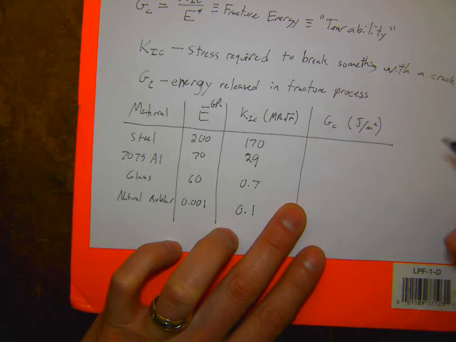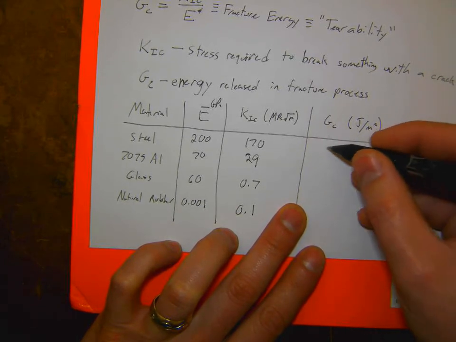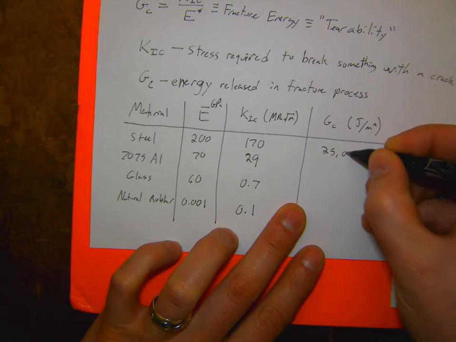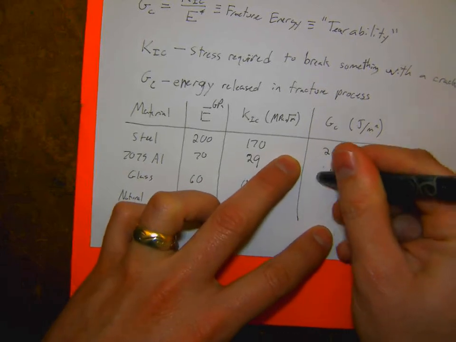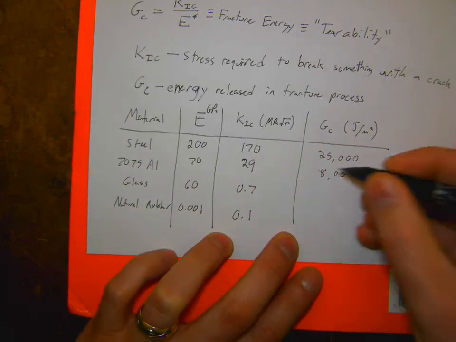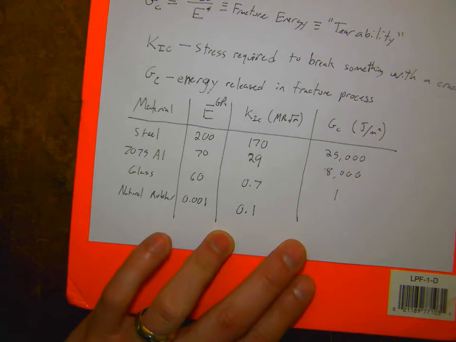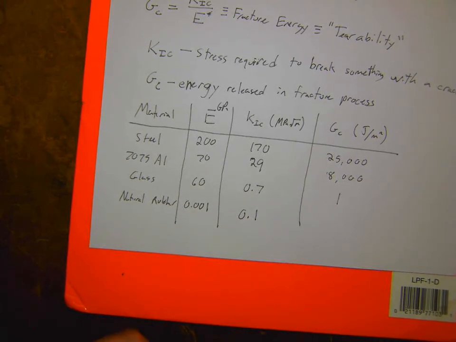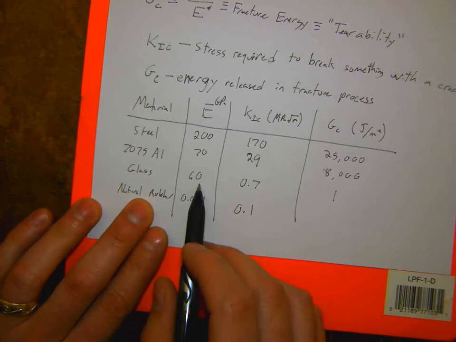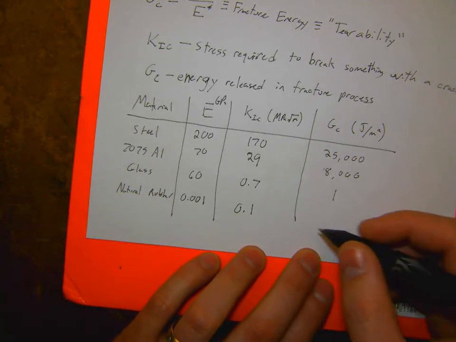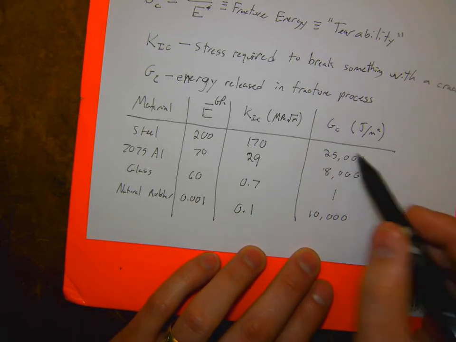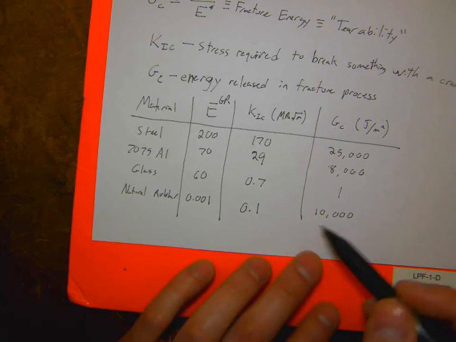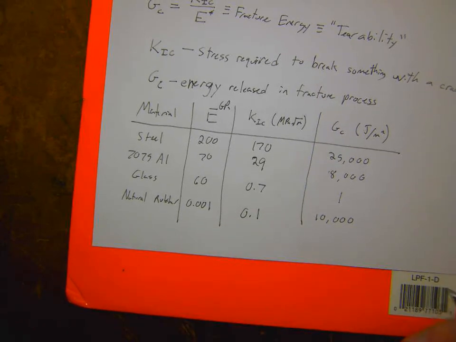We can calculate the critical strain energy release rate of steel to be around 25,000, aluminum to be around 8,000 for 7075. Glass is around 1, so it's very, very low. It's a very brittle material because it has a low fracture toughness and a high stiffness. And then natural rubber is somewhere around 10,000. I think technically steel would be above rubber there, but I don't think I actually had that answer on there. Apologies about that.